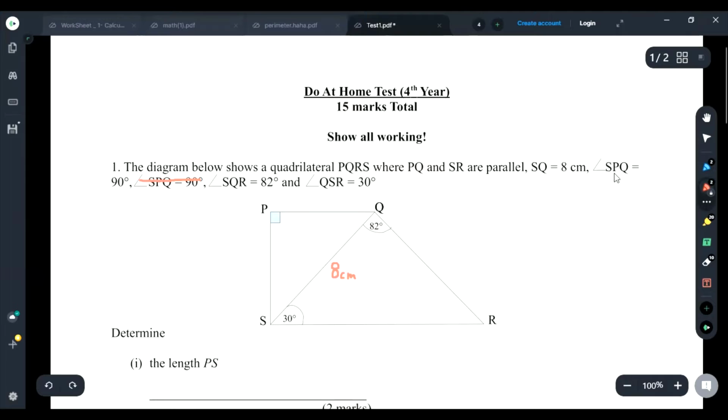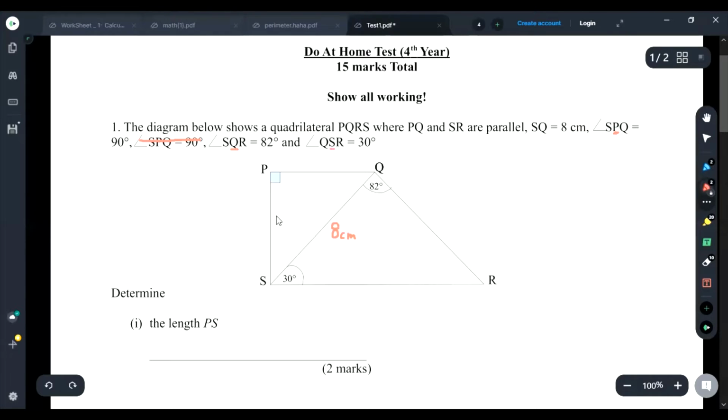Notice that the angle is associated with the letter in the middle. Same thing happens here. SQR, the angle is associated with the letter in the middle. QSR is 30. Same thing here. So that's something to bear in mind whenever you get an assignment talking about find the angle of QSR. Well, that means you need to find the angle of S. All right, so don't let that confuse you.